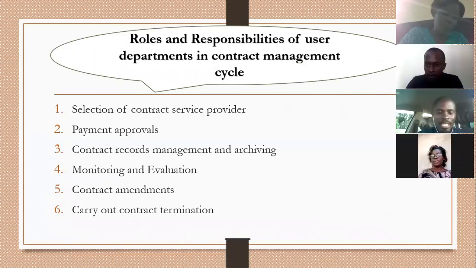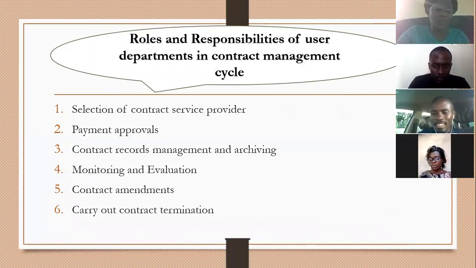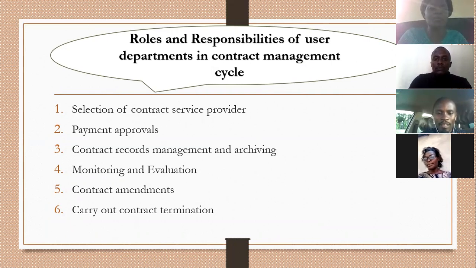So I would invite our colleague, Sarah, to carry on. Thank you so much. As introduced, welcome. I shall be presenting points 1 and 2 in relation to contract management responsibilities and their roles as per the procurement process. Our first point to begin with is selection of contract service providers.